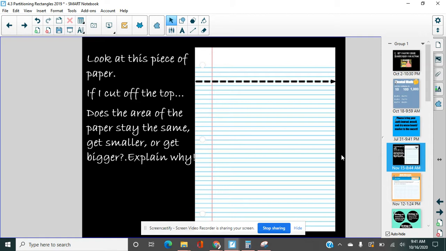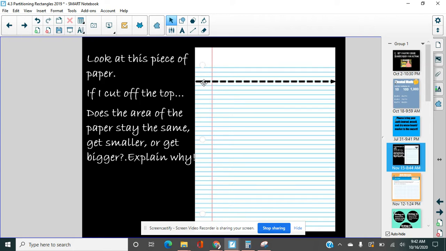Let's look at this piece of paper. If I took some scissors and I cut right here, if I cut off the top, if I separated them, would the area of the paper stay the same? The whole paper? I'm not throwing this part away. I'm just cutting it. Would the area stay the same, get smaller or bigger, and why? What do you think?